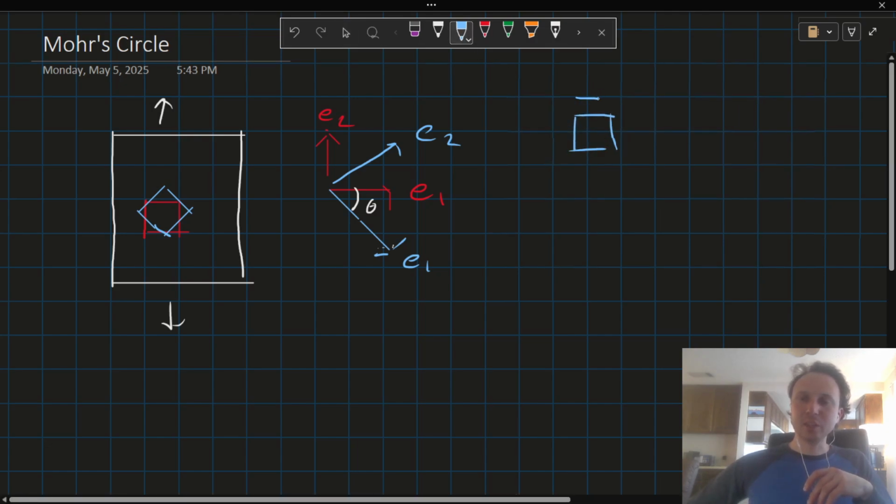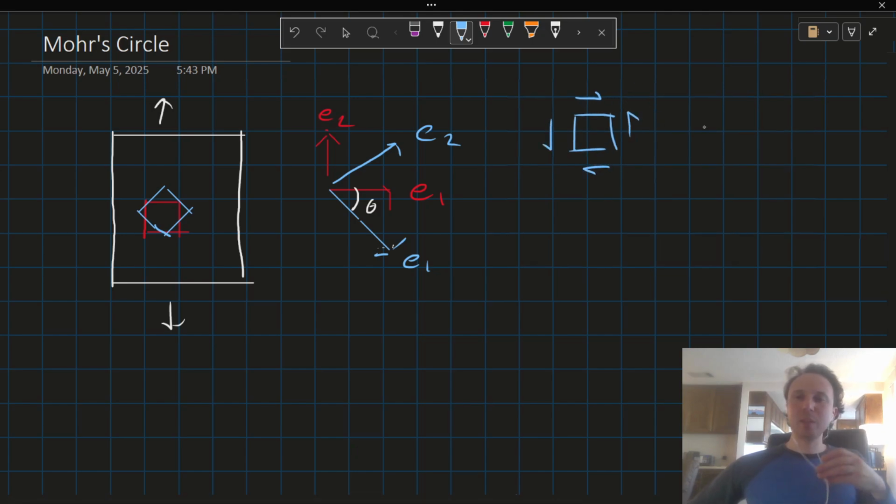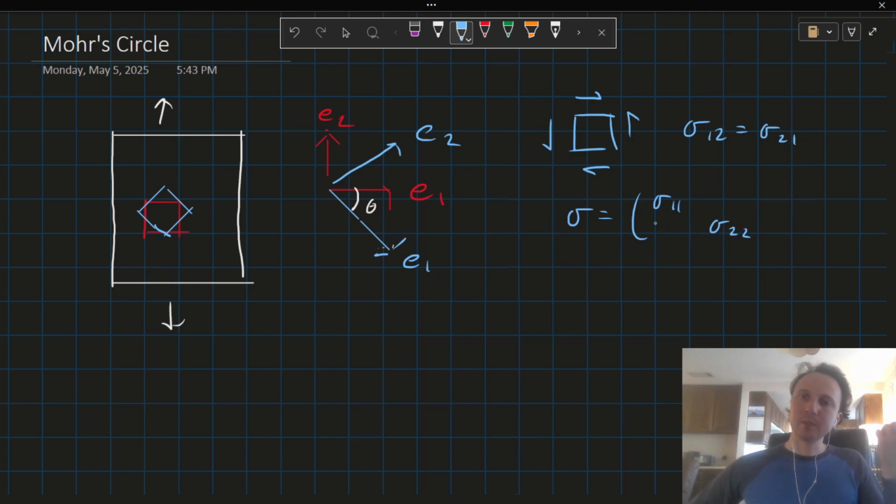So remember we said that the shear stresses have to look like something like this. So that means that sigma 1,2 equals sigma 2,1. So stress is a symmetric tensor, right? It looks something like this. I flipped these. All right, there we go. So it's symmetric. And when it comes down to it, that's why Mohr circle works.